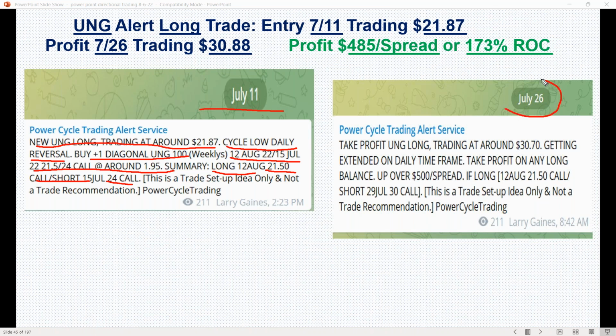And then here was the last profit take alert sent out. This was back on the 26th. It says, take profit, UNG trading at around 30.70, getting extended here on the daily time frame. Okay, so it's getting too stretched, so take profit on any long balance you have. The spread was up at that time over $500 per spread. And let's take a look. So it got extended, so I said get out.